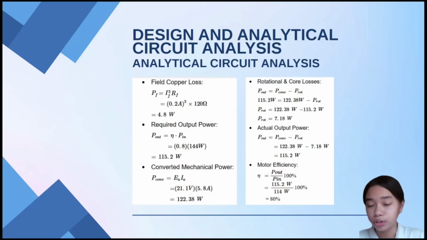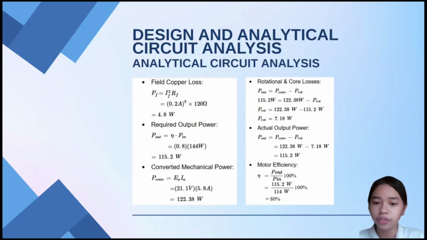Afterwards, we're going to also calculate the actual output power. For the actual output power, we also have to calculate the converted mechanical power, which is 122.338 watts, and the rotational and core losses, which is 7.18 watts. For the actual output power, we use the formula P_out equals P converted mechanical power minus P rotational, and we get 115.2 watts. So the actual output power as well as the required output power according to the calculation that we have made is the same.